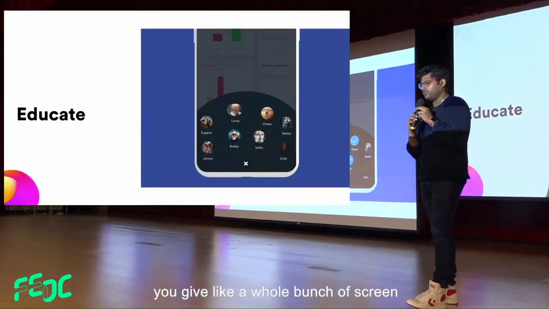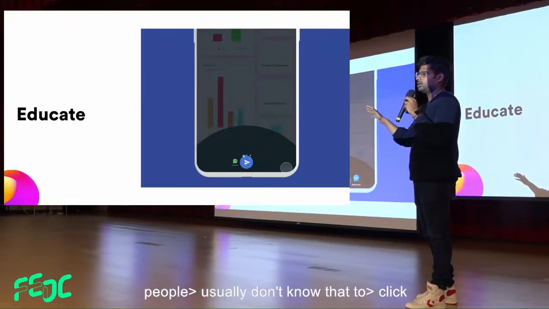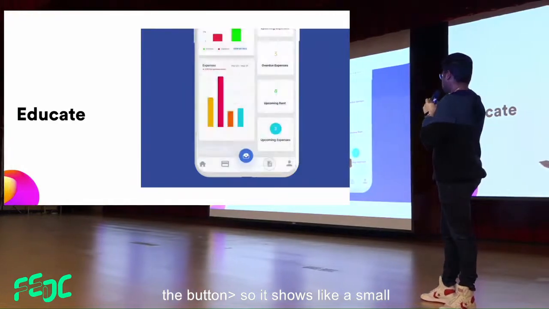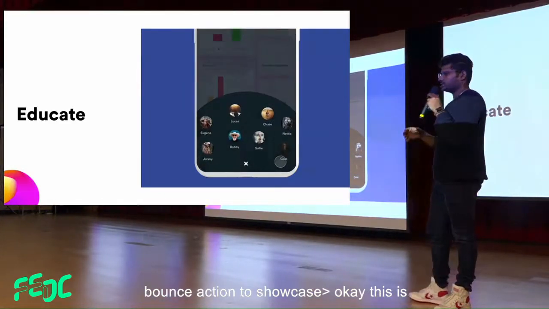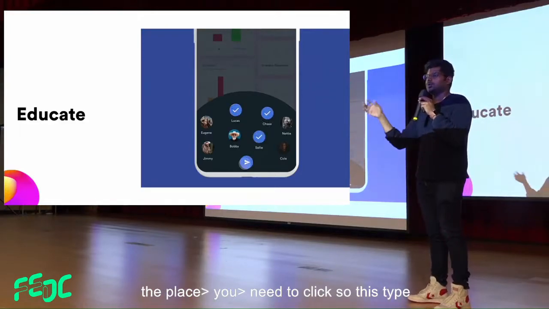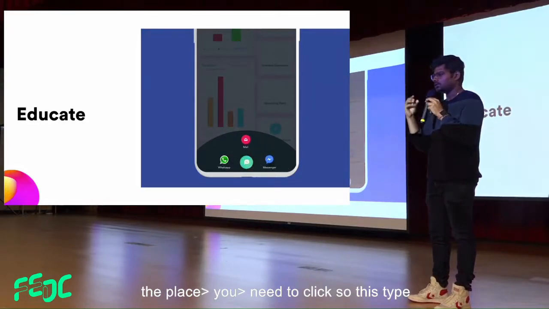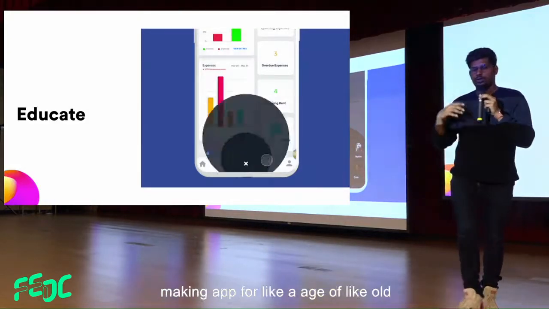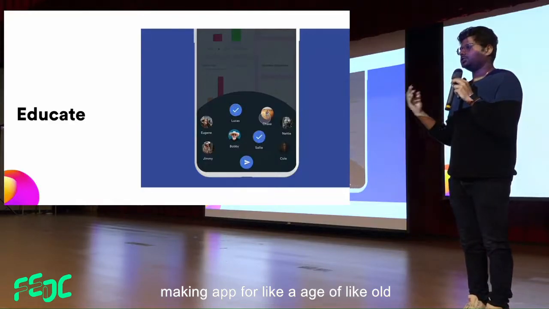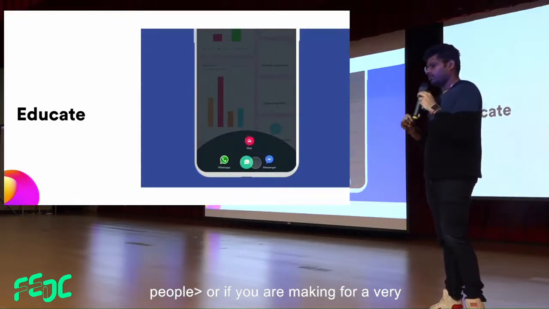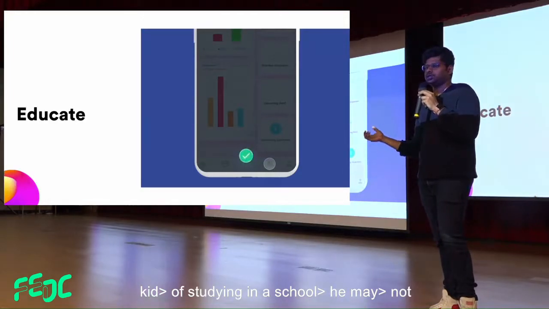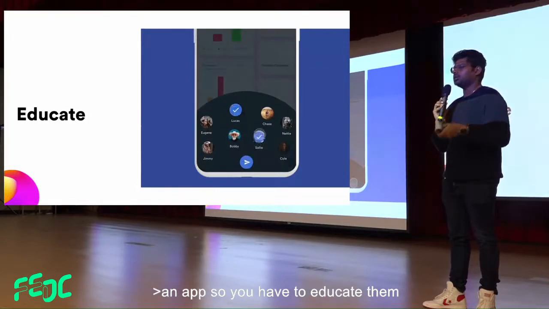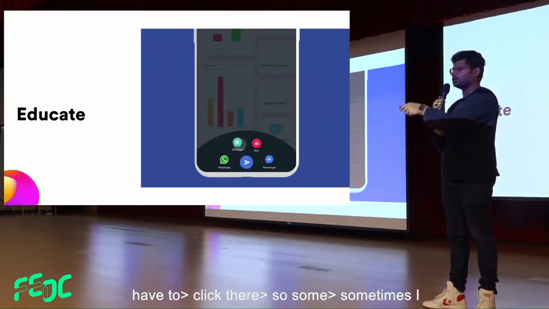This is like educating the users. If you give a whole bunch of screens, people usually don't know where to click the button. So it shows a small bounce action to showcase, okay, this is the place you need to click. This type of micro interaction will play a very good role in your app. If you are making an app for old people, or for a kid studying in school, they may not understand what needs to be done in an app. So you have to educate them properly: okay, you have to click here, you have to click there.